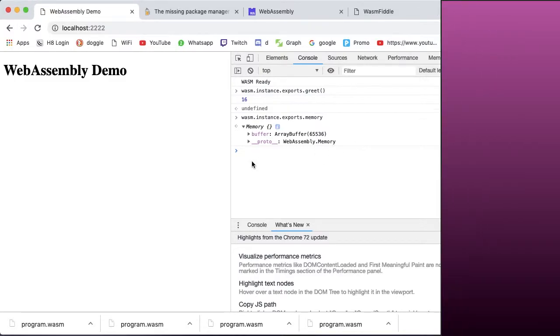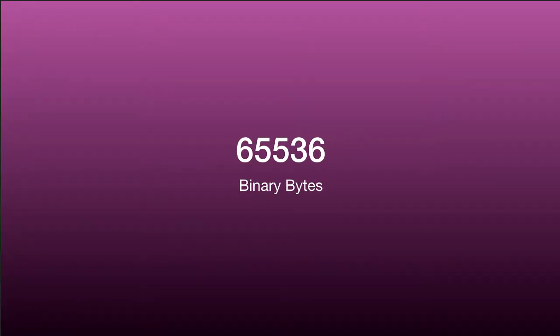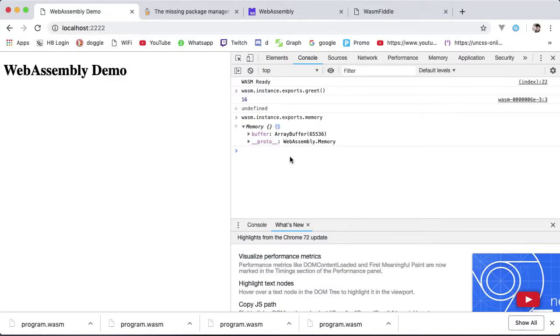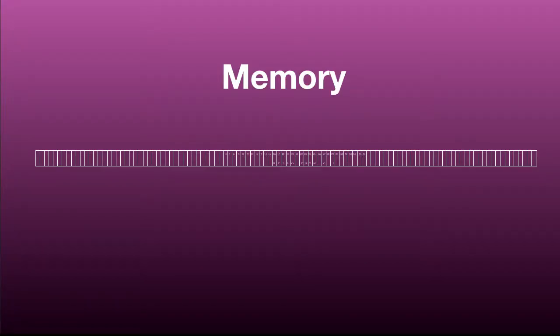Also, the length, so the size of this particular buffer, is 65,536 bytes, which is equal to 64 kilobytes, also referred to in WebAssembly as a page of memory. We will cover this in more detail in the next lesson though, so let's visualize that. Then we have a length of binary data, which is essentially a piece of memory.